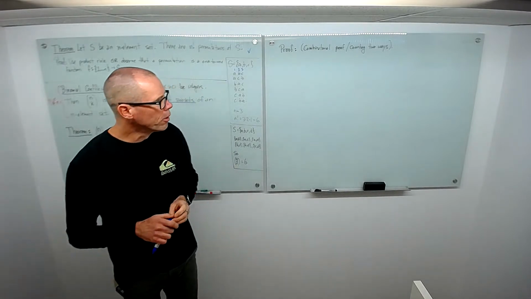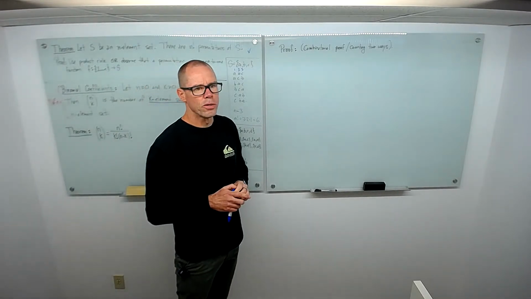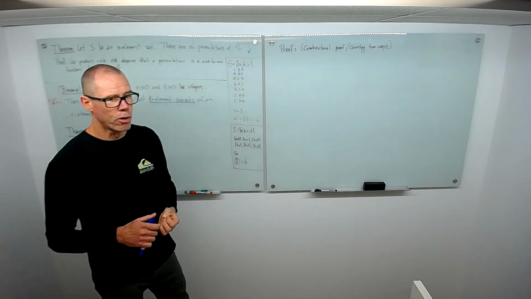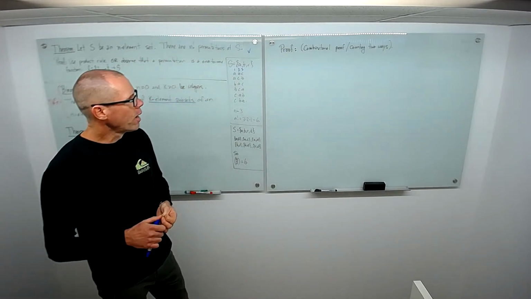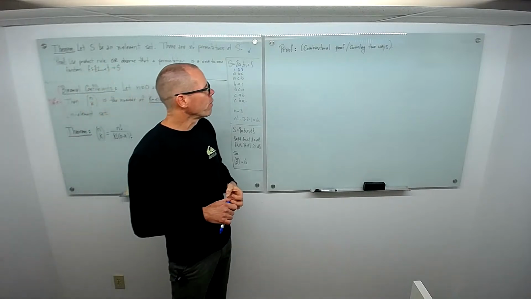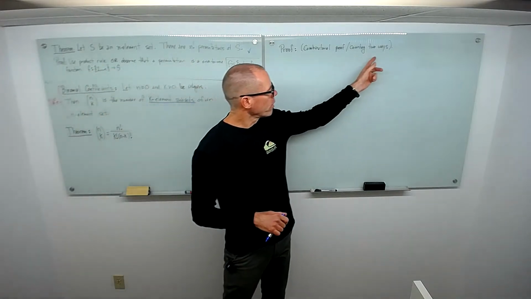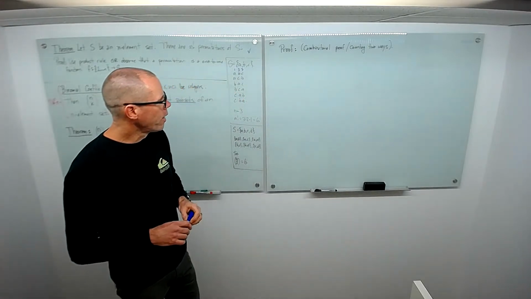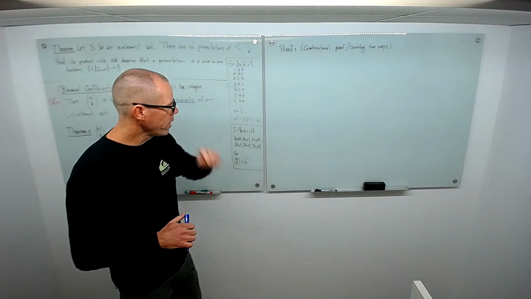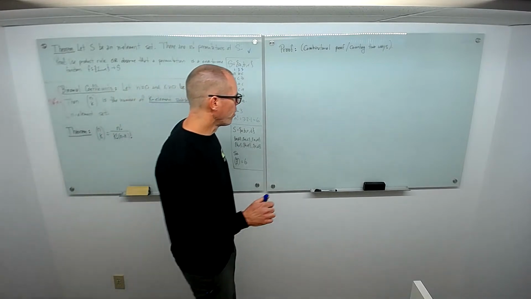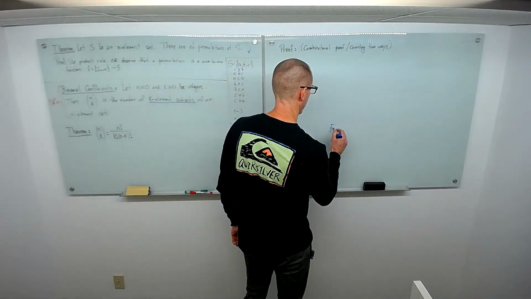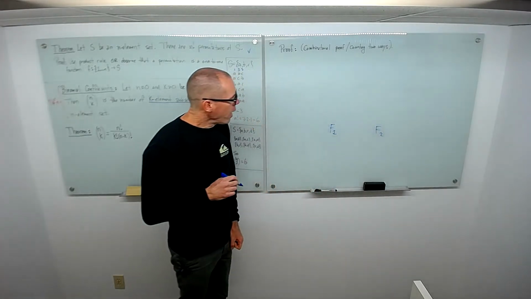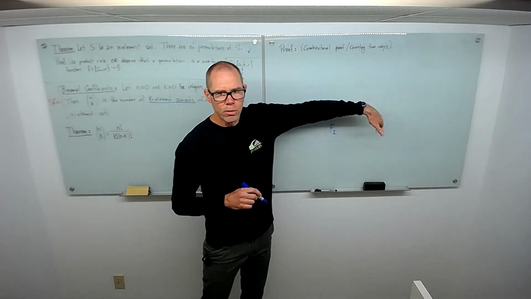I don't like the term double counting because double counting also refers to a mistake that people make when they're trying to do combinatorics, when they're trying to count things. They accidentally count things twice when they were only supposed to count them once. So we'll call this counting two ways. And the general technique for counting two ways is I have two formulas, F1 and F2, and I would like to show that F1 equals F2.